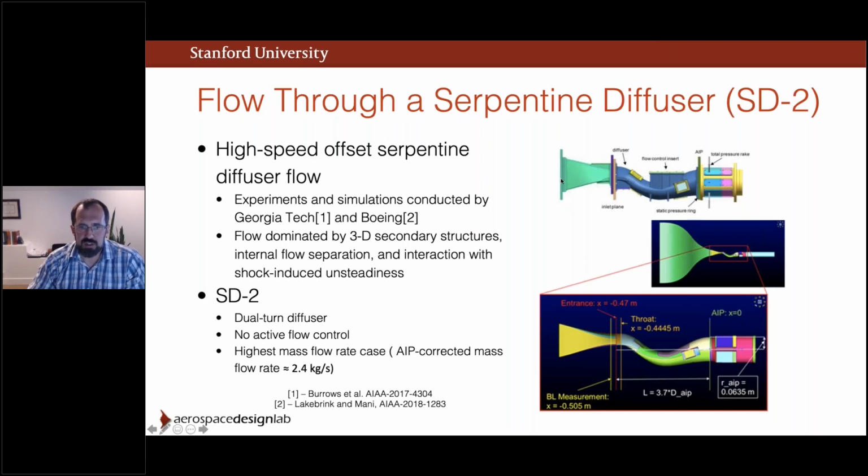At this condition, the flow becomes sonic near the throat area, then separates over the bottom after the first turn, and separates at the top surface after the second turn. So it's a fairly complex flow. Pressure data was taken at the AIP, which is the aerodynamic interface plane, and was used to generate total pressure recovery, distortion, as well as approximated flow rate.